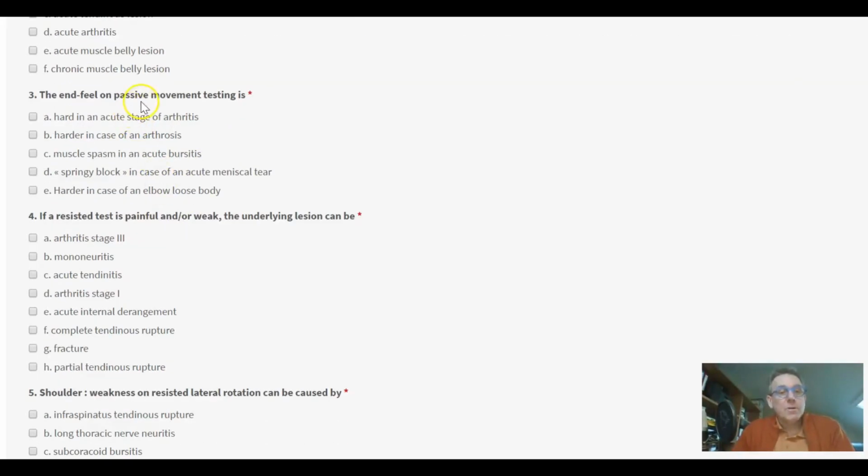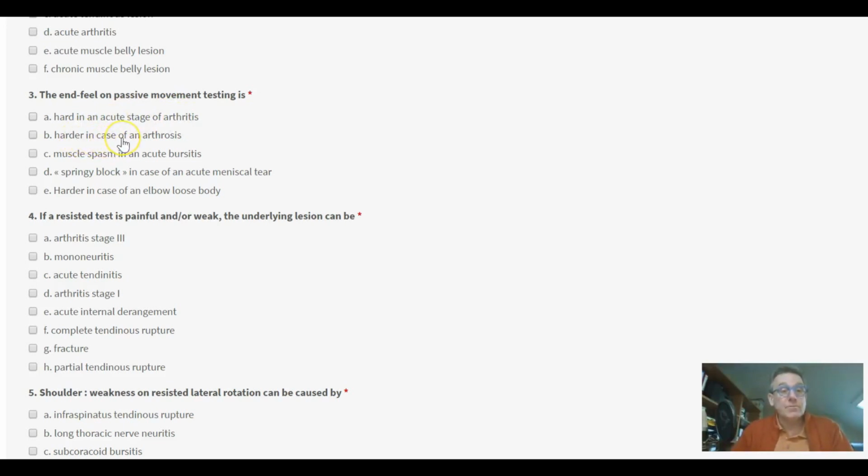The end feel on passive movement testing is hard in an acute stage of an arthritis? No, certainly not. In an acute stage of an arthritis, the end feel is going to be muscle spasm.